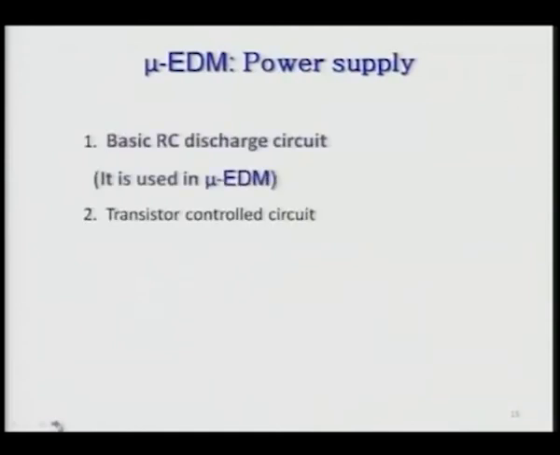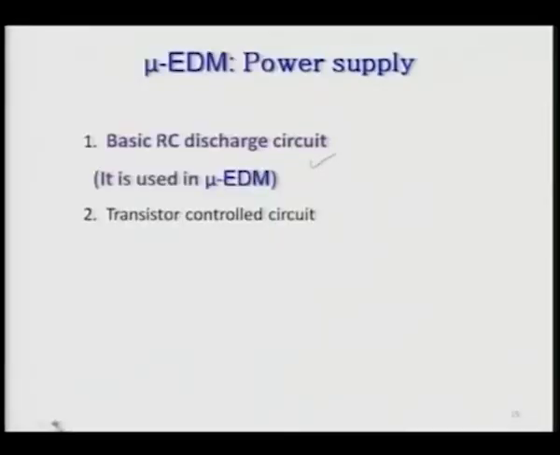Power supply: normally in electric discharge micro machining, a basic RC circuit is used in the power supply, and transistor control circuits are normally used for macro EDM. But please note that initially it was only the RC circuit which was used in the EDM process, but later on researchers developed the transistor controlled power supply, and nowadays in most cases of EDM you are using a transistor controlled circuit for power supply.